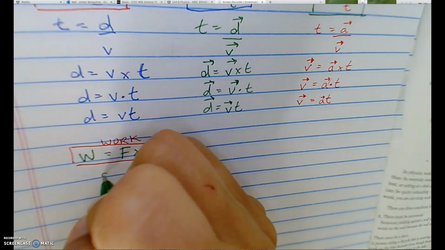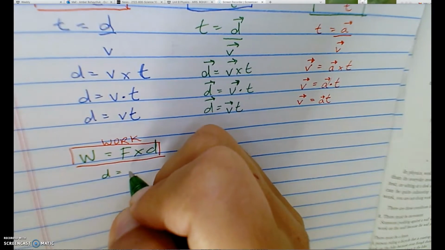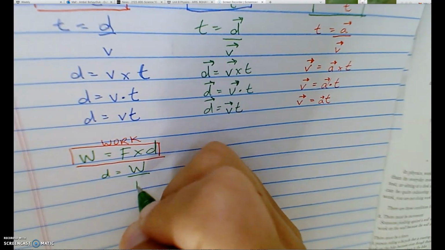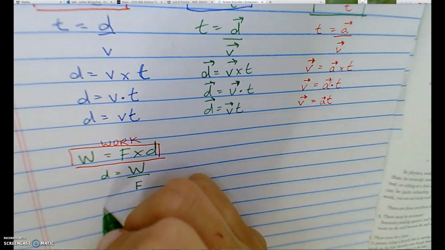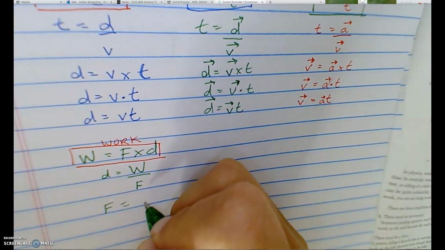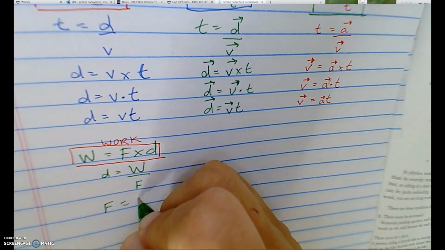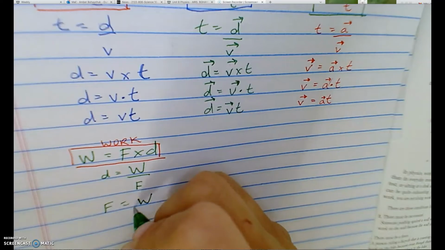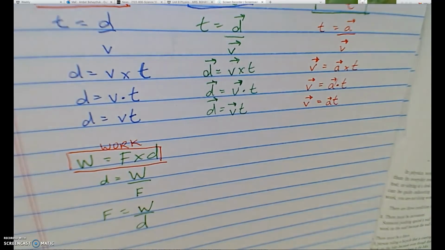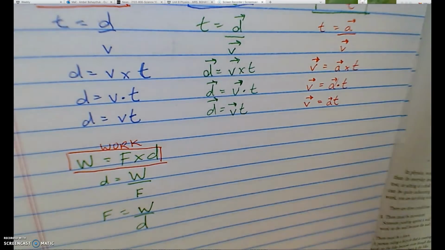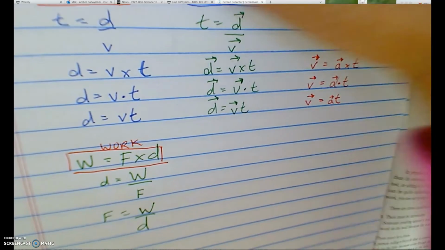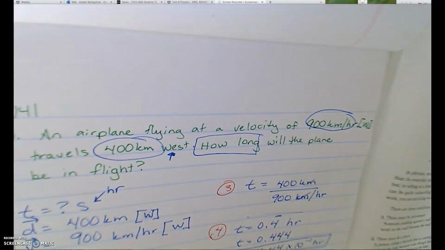Let's say somebody's asking you for distance and you have work and force. It's work divided by force. And if somebody is asking you for force, that's work divided by distance. So now we have an updated formula sheet and an updated symbols sheet.